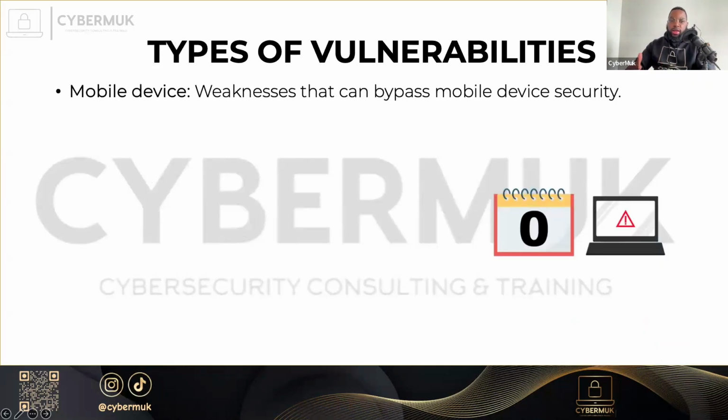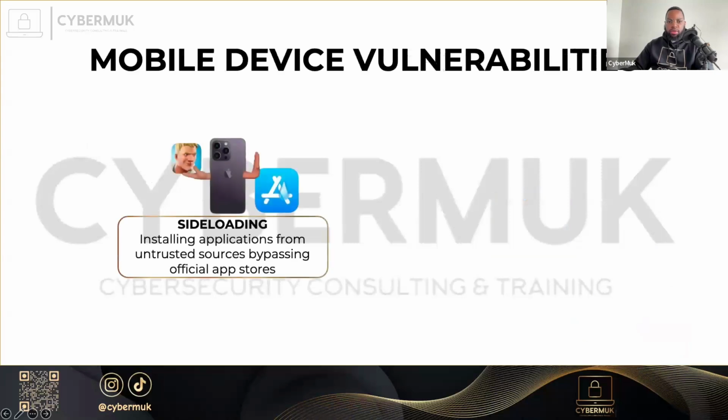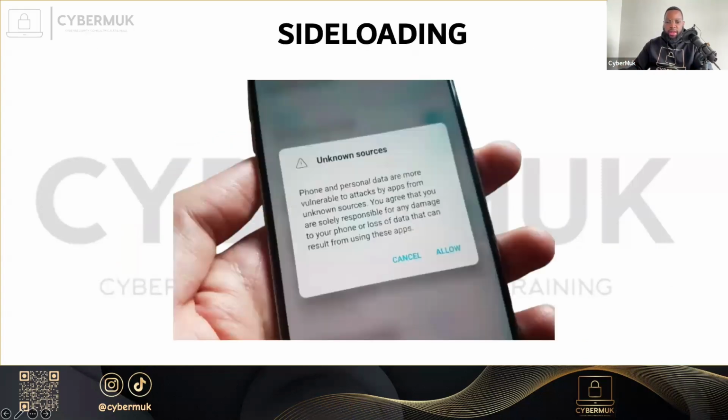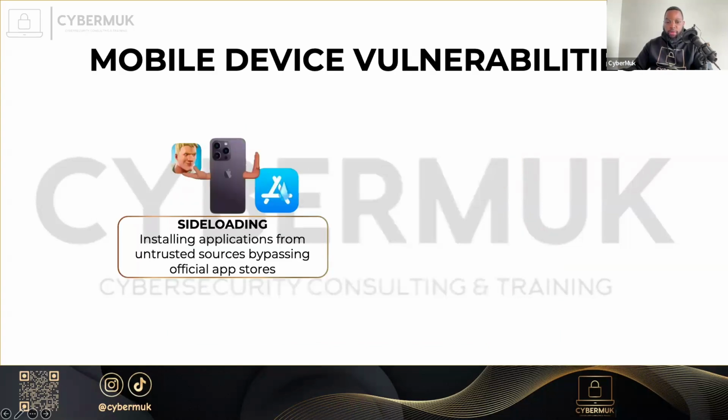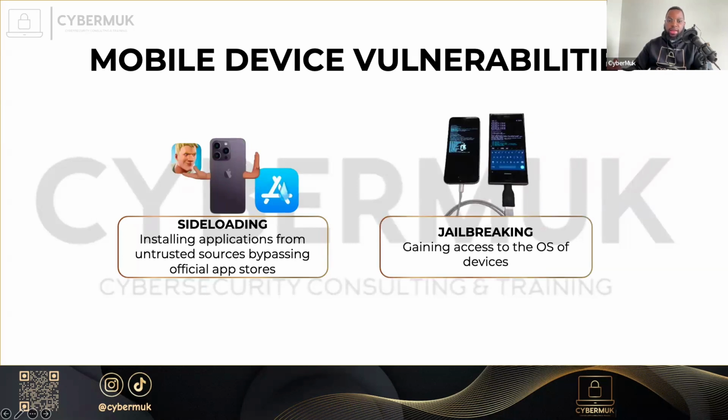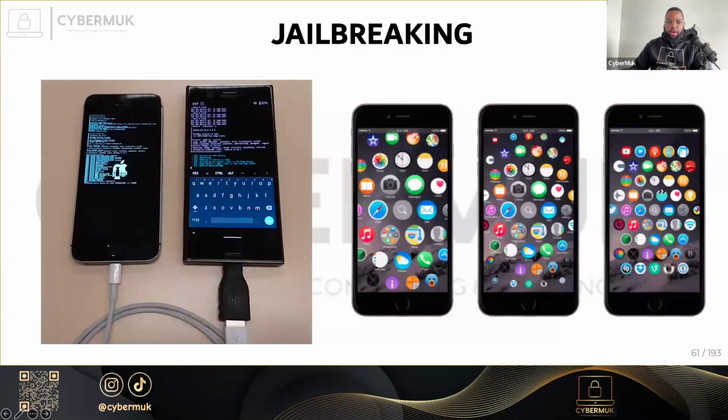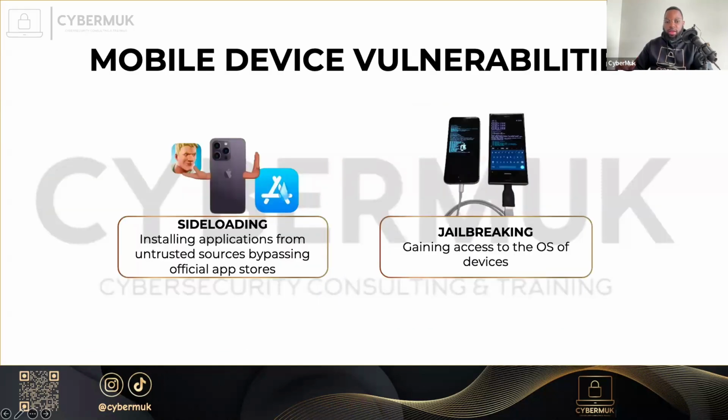Mobile device vulnerabilities are weaknesses, as the name implies, that can bypass mobile device security. In mobile device vulnerabilities, you have side loading. Side loading happens when you're installing applications from untrusted sources. So rather than using the official app sources like the App Store from Apple or Google Play with Android devices, you're using a source that hasn't been verified, that hasn't been scanned, and you're exposing your device to malware. So that's a vulnerability. And another one is jailbreaking. Jailbreaking is getting access to the operating system of devices. When you gain access to the OS of devices, you can modify the nature of the device and make it look completely different. So these are a few mobile device vulnerabilities. You have side loading and you have jailbreaking.